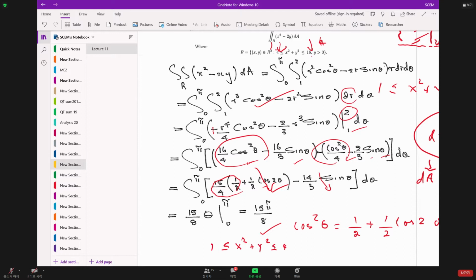See how effective it is. You can do this using the rectangular coordinate system. It's not hard, you can do it, but it's more effective using the polar system.